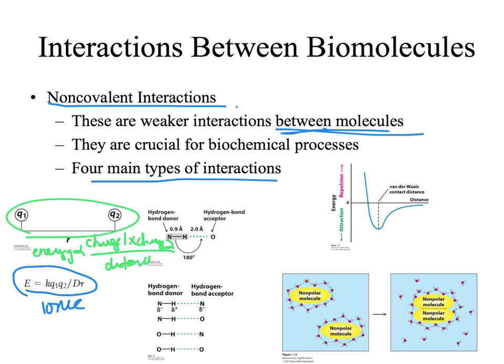We're looking at 2 different charges and how much they're separated. So that means that the greater the charge difference, or the greater that product of the charge, and the shorter the distance, the stronger that ionic interaction is. So strength depends on relative charge of the species that are present.